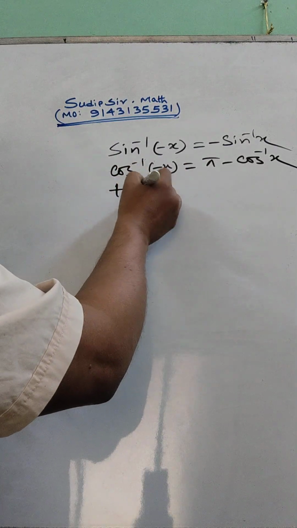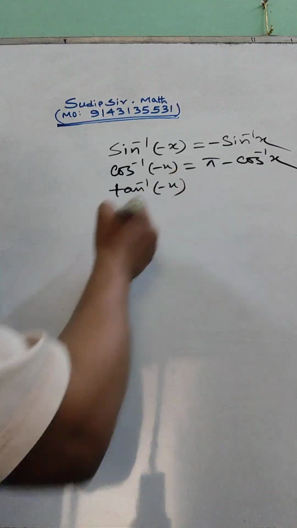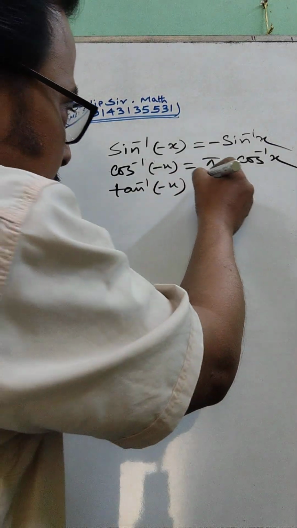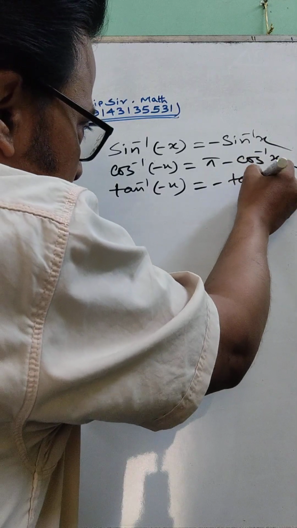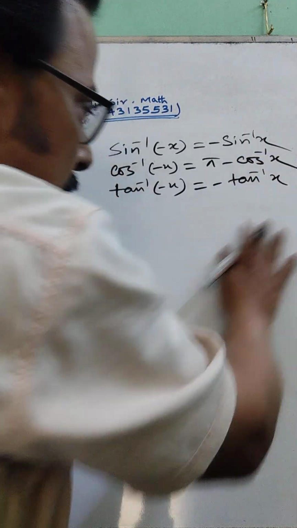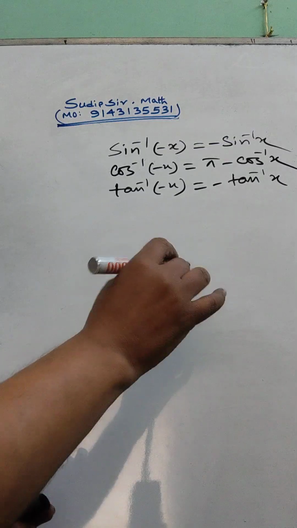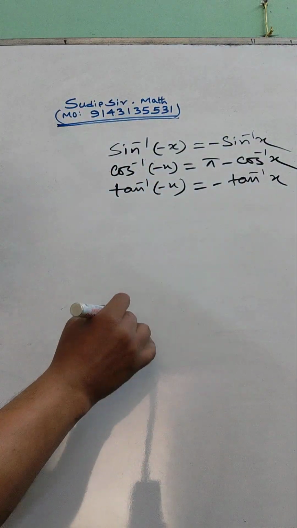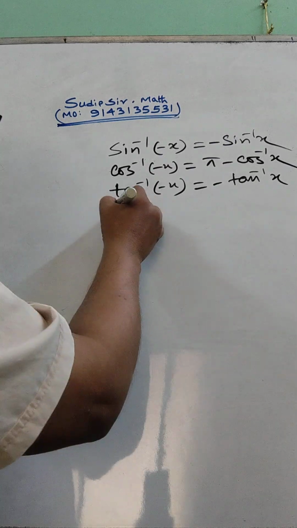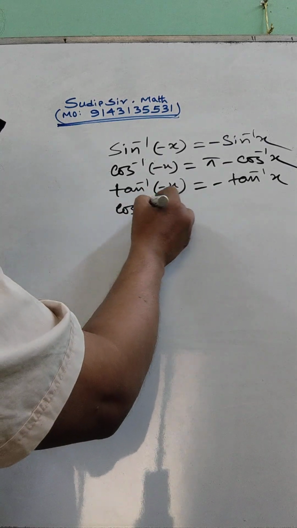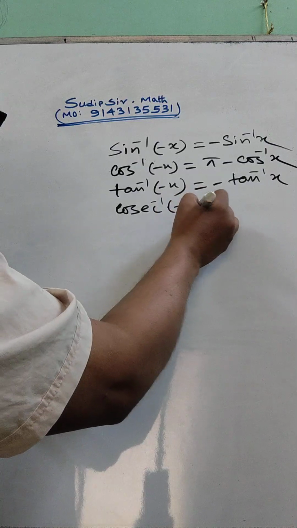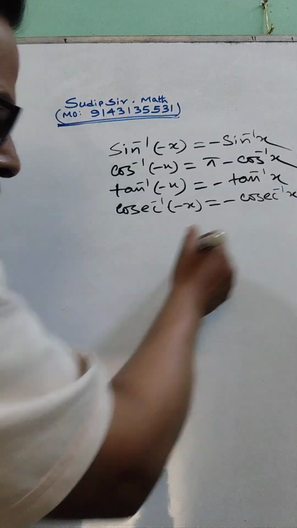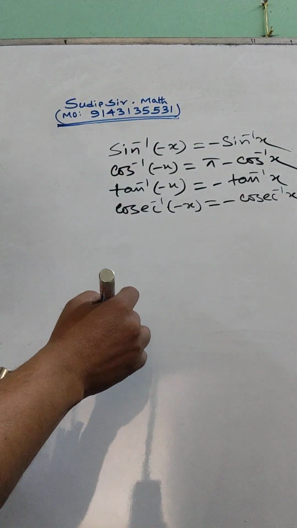Tan inverse minus x can be written as minus tan inverse x if x belongs to R, whatever its domain. Okay. Cosec inverse minus x equal to minus cosec inverse x.